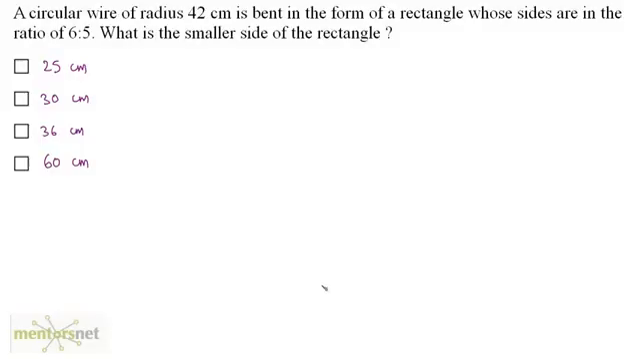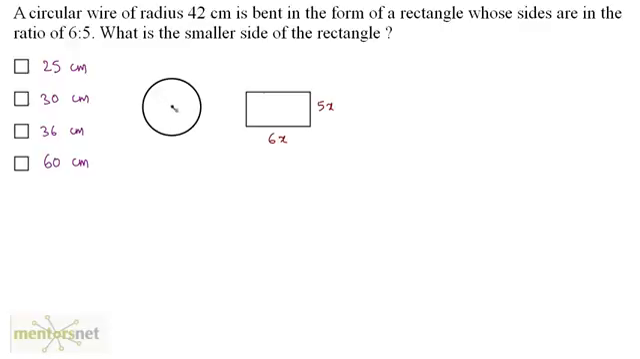A circular wire of radius 42 centimeters is bent in the form of a rectangle whose sides are in the ratio of 6:5. What is the smaller side of the rectangle? So there is a circle and there is a rectangle, and we have been given the ratio of the sides of this rectangle, that's 6:5. So I can write it as 6x and 5x, x being the constant.